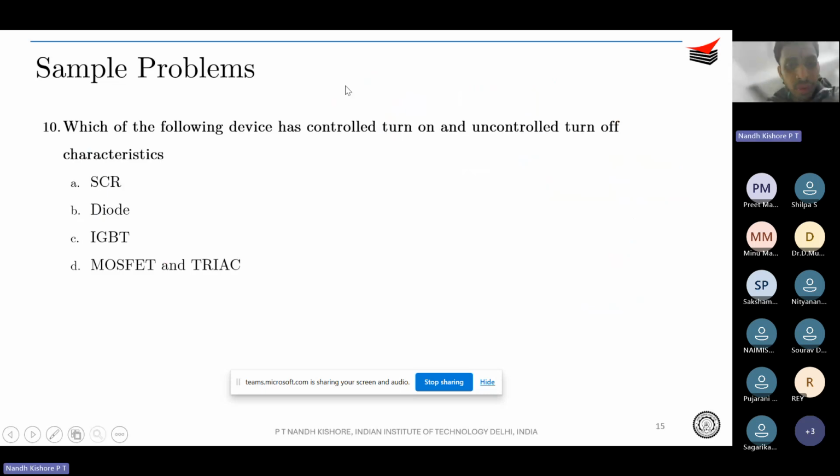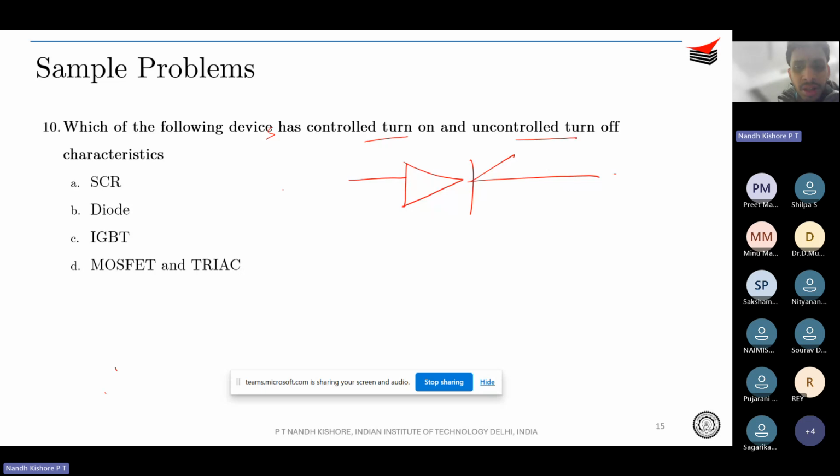Which of the following devices has controlled turn on and uncontrolled turn off? We just mentioned earlier that controlled turn on and uncontrolled turn off is found in the SCR, right?